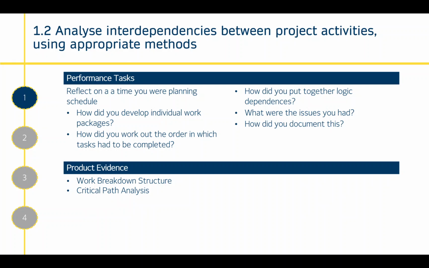1.2 is analyse interdependencies between project activities using appropriate methods. So this is about identifying what tasks relate to other tasks in a network diagram. So it's potentially, first of all, a work breakdown structure where you're outlining the different levels and you're breaking the activities down into little steps, and then the next stage of that is to put it into a network diagram.